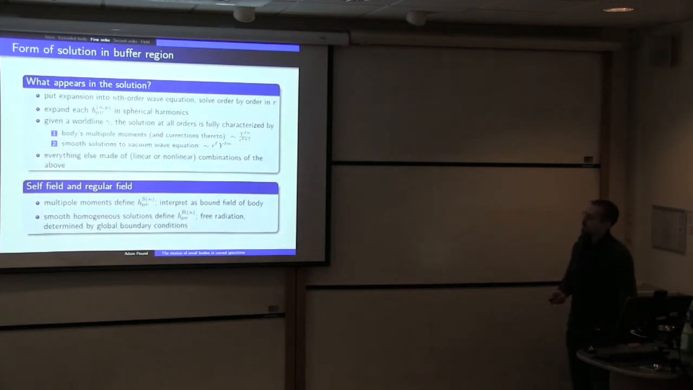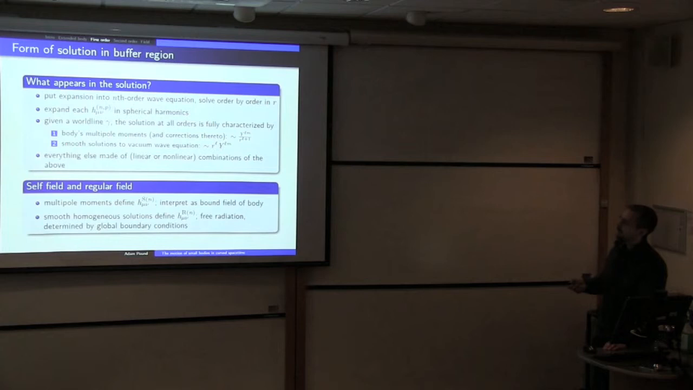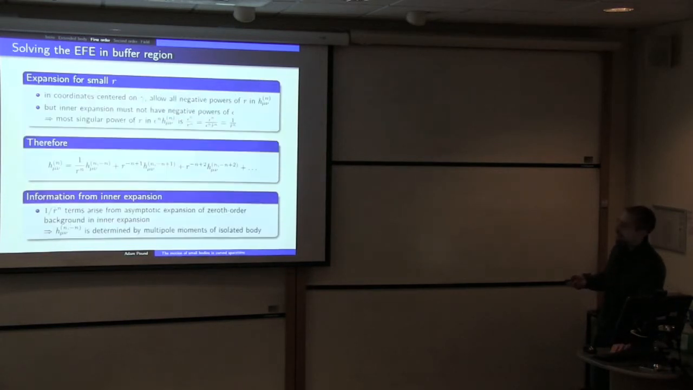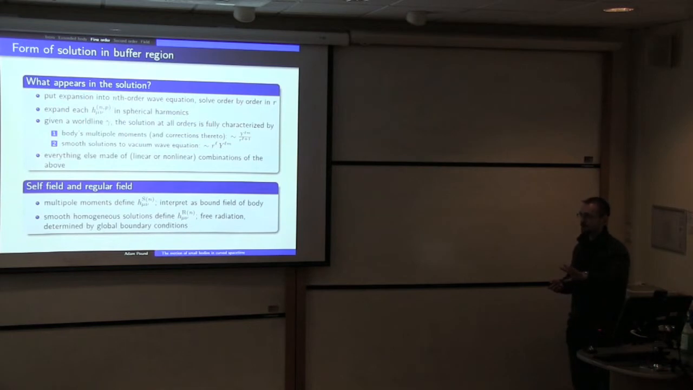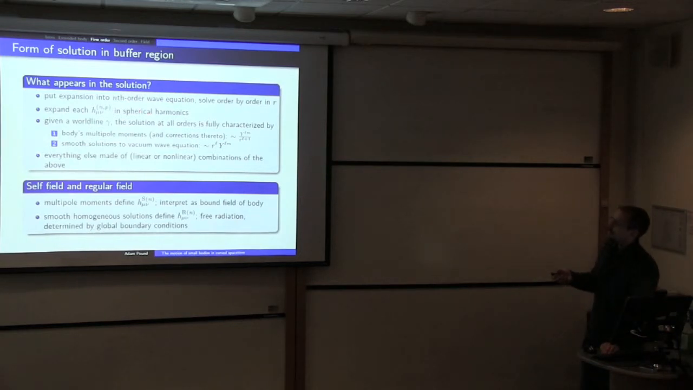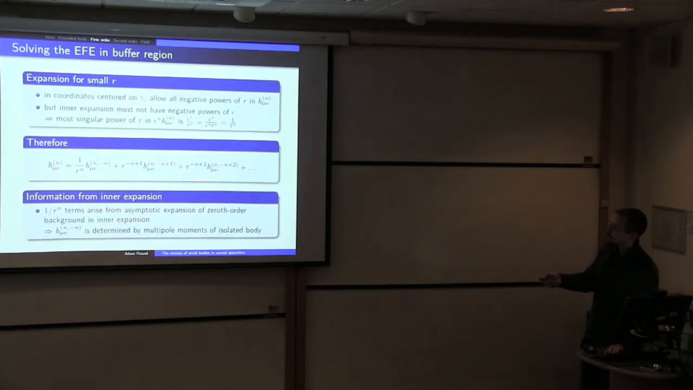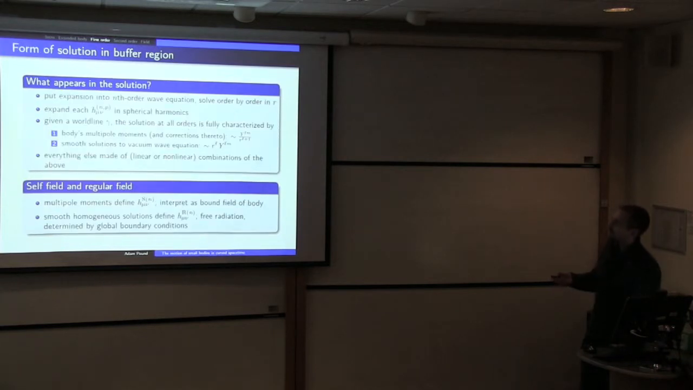Now if I go through this procedure, what do I find? Let me sketch the general form of it. So I put this expansion into the nth order wave equation. So that's the equation where I haven't yet imposed the gauge condition. I'm just writing down the relaxed Einstein equation. And I solve order by order in R. Let me also expand these coefficients, so this, and so forth, in spherical harmonics.